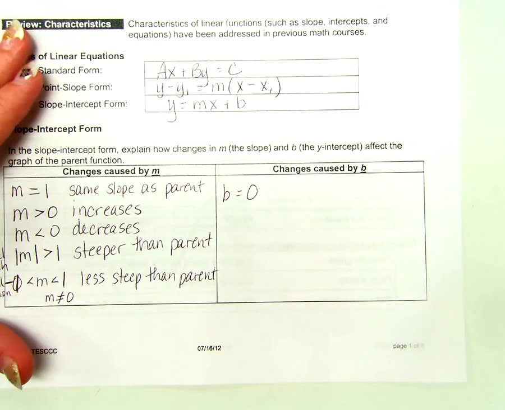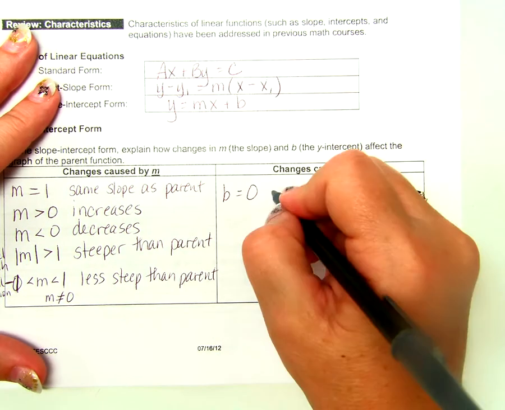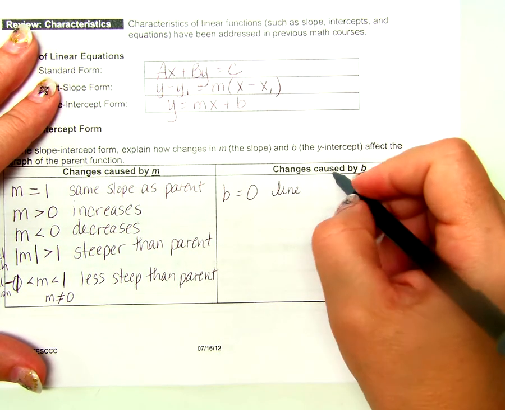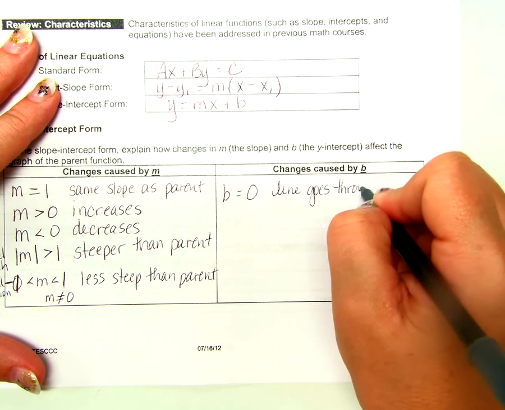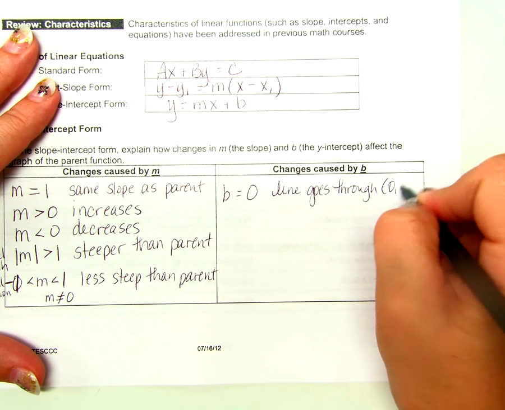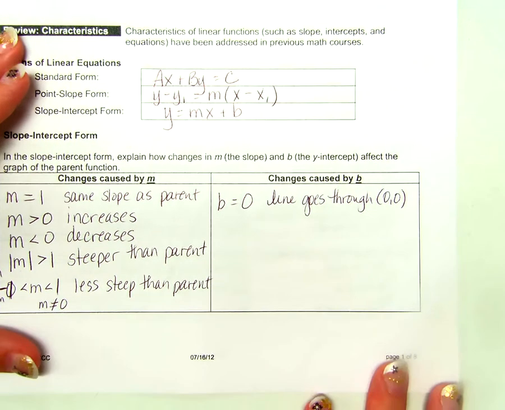then what? The line goes through the origin, right?